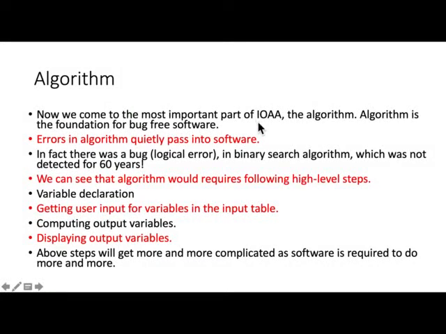Algorithm. Now we come to the most important part of IOA, the algorithm. Algorithm is the foundation of bug-free software. Errors in algorithm quietly pass into software. In fact, there was a bug, a logical error, in a very popular binary search algorithm which was not detected for 60 years. It was hidden, it lay dormant, it was not detected, because somebody messed up the algorithm, basically.